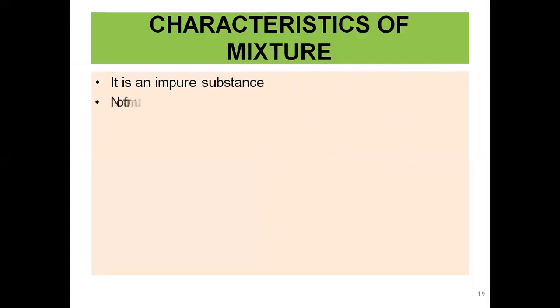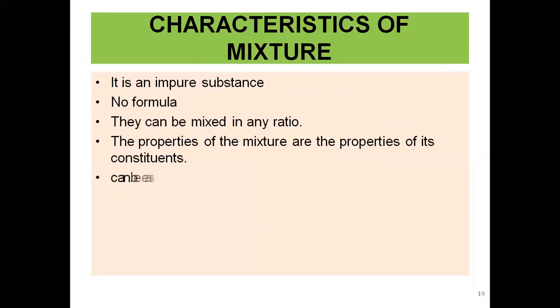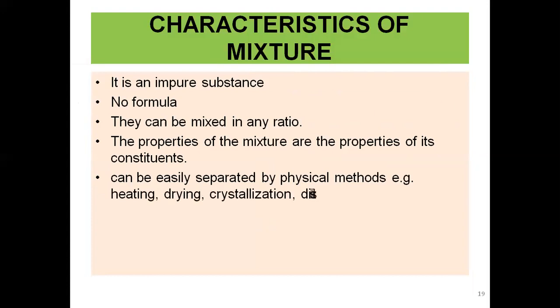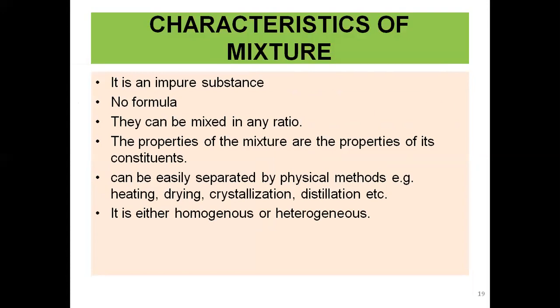Now we come to the characteristics of the mixture. It is an impure substance. When you talk about elements and compounds, both are pure substances, but the mixture is an impure substance. It has no formula. We represent the element by a symbol, we represent the compound with a formula, but the mixture has no formula. They can be mixed in any ratio. When we make a mixture of salt and sugar, you can mix in any ratio.